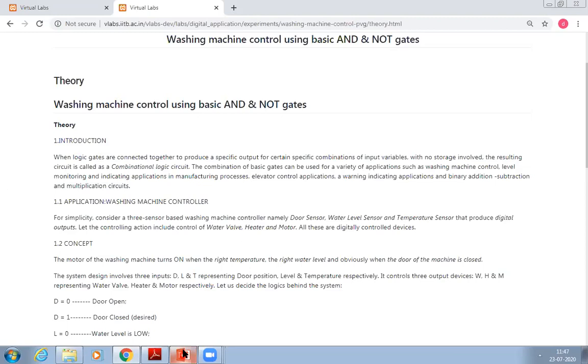Now let the controlling action include control of water wall, heater and motor. All these are digitally controlled devices. So you identify what is input and what is output. The input is your door sensor, water level sensor and temperature sensor. The output is water wall, heater and motor. Based on this washing machine controller application, I will explain the basic concept, then we will formulate the truth table and then we will see the simulation of this.